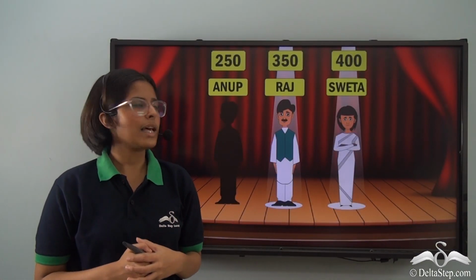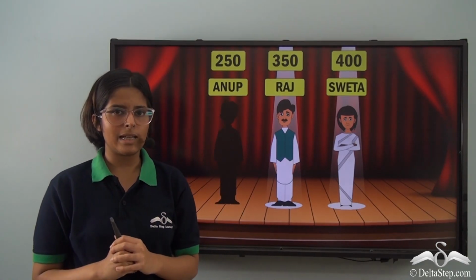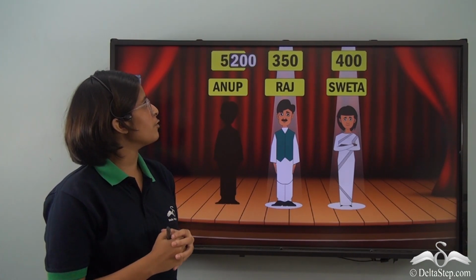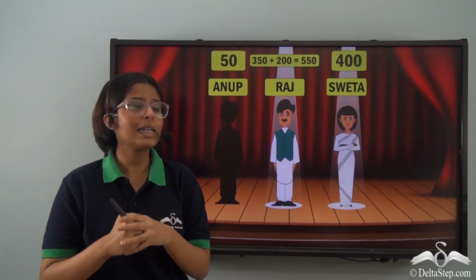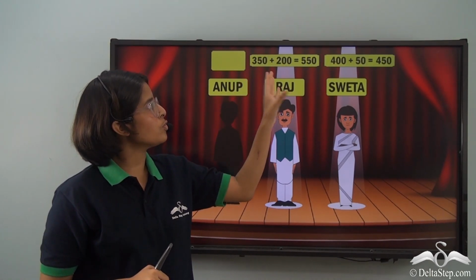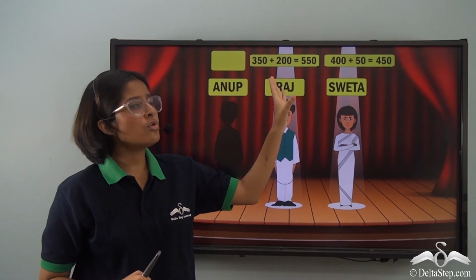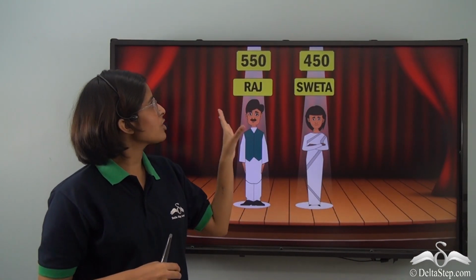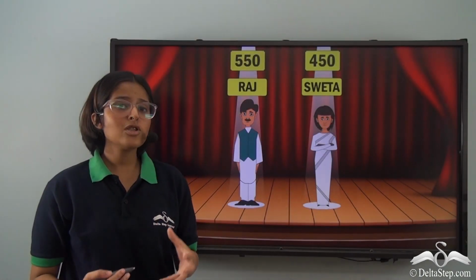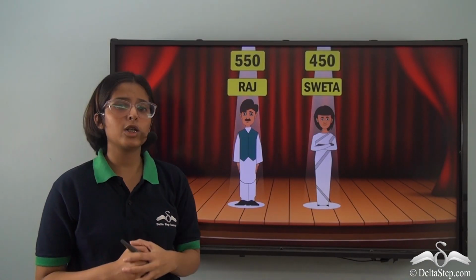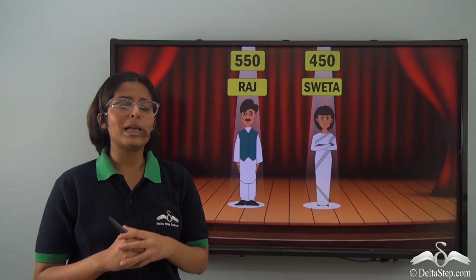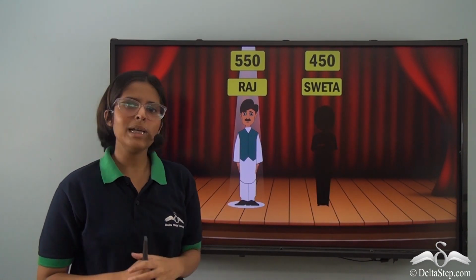Now here we see that Anup was the eliminated candidate. He had 250 votes. But out of these 250 votes, 200 people have ranked Raj as number 2. So these 200 votes go to Raj and 50 go to Shweta. So Raj gets 550 and Shweta gets 450. Now Raj has fulfilled the electoral quota while Shweta has not. So Raj will become the president and Shweta will be eliminated.